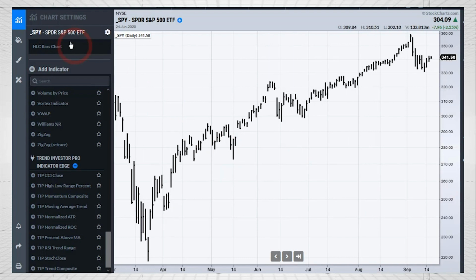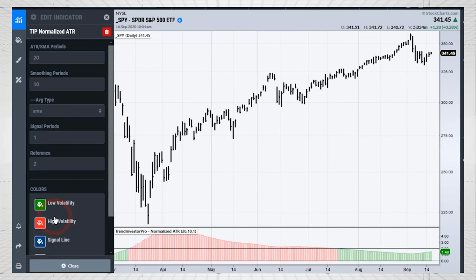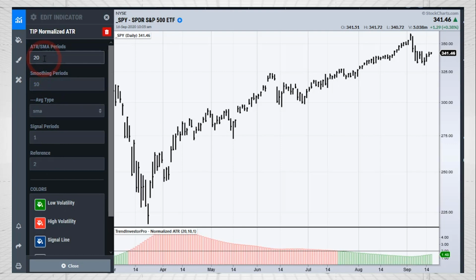So if we look at the left-hand side, we can add these indicators again at the bottom. So I'm going to click Normalized Average True Range. And this is the ATR, average true range, divided by a simple moving average.